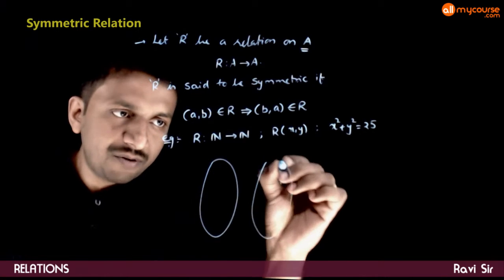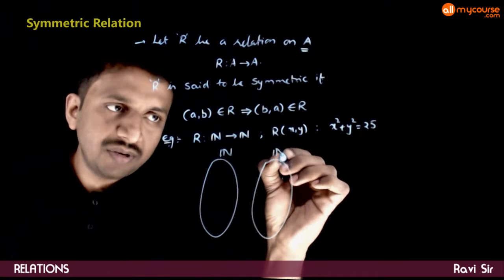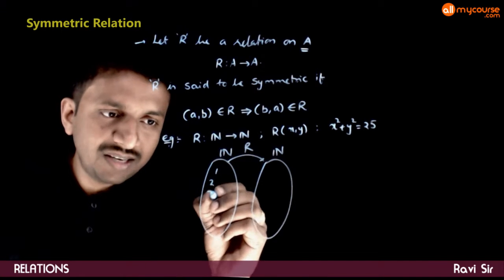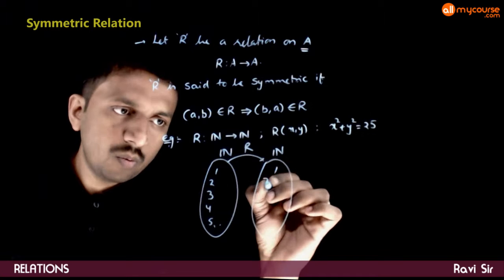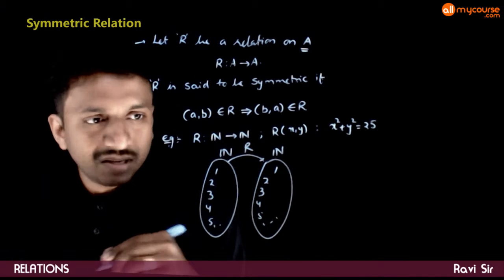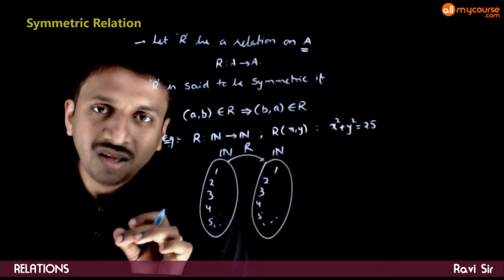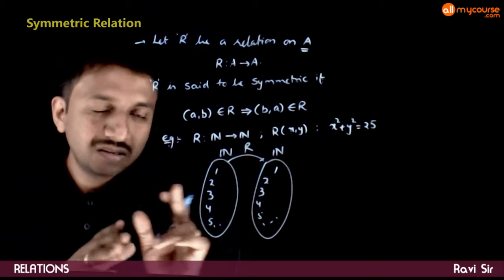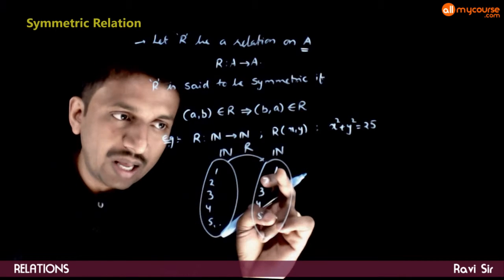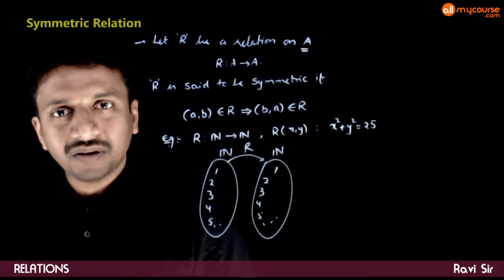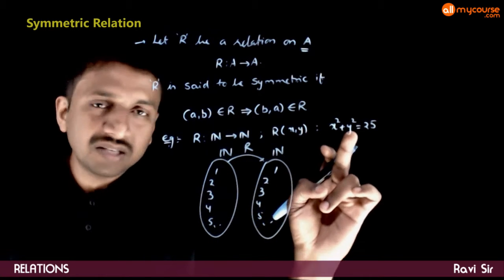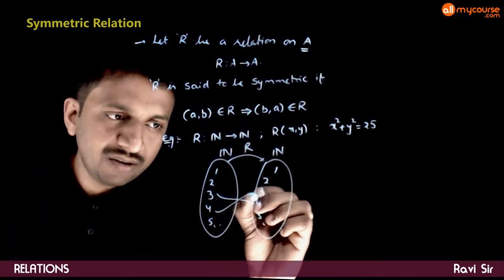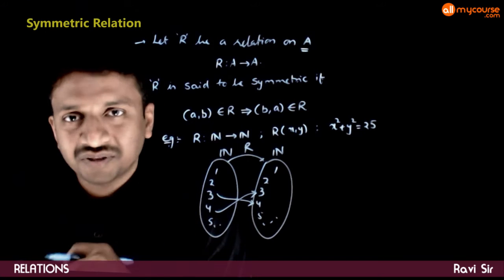If you draw the diagrammatic form of this relation, this is the set of natural numbers, and R connects these two sets. And what is the definition of connection? 1, 2, 3, 4, 5, and so on. An element x is connected to an element y if and only if x square plus y square is equal to 25. So 1 square plus any number square, does it give you 25? No. We know that x square plus y square equal to 25 will be valid only for (3, 4) and (4, 3) in the set of natural numbers.